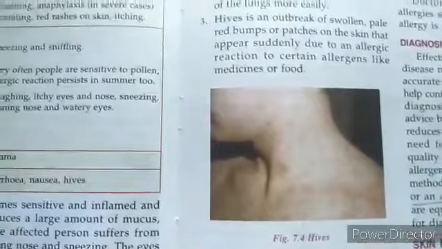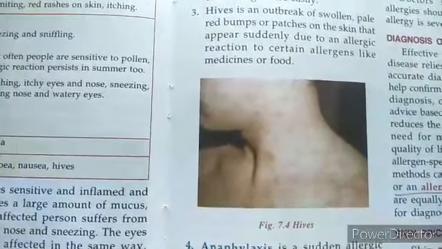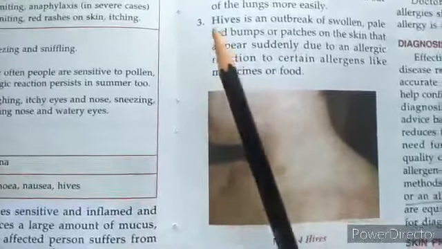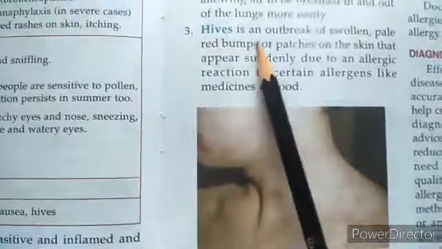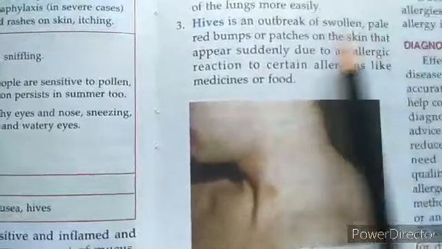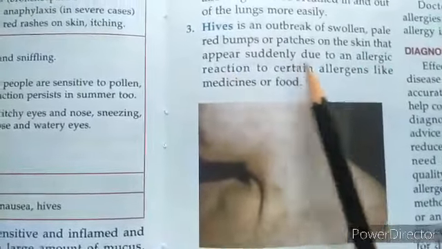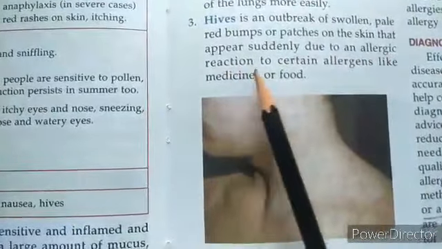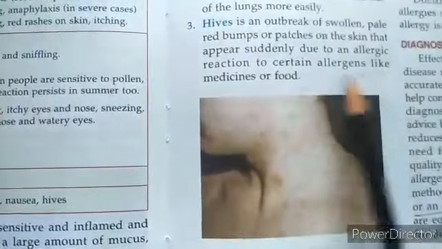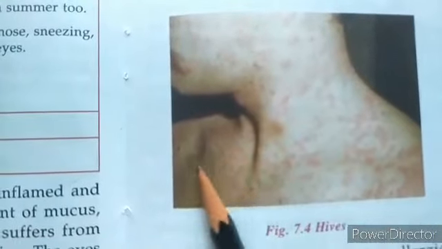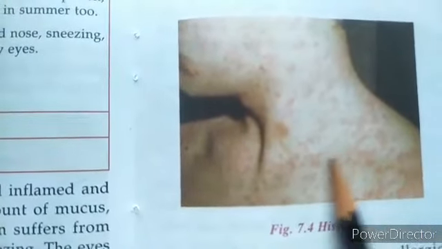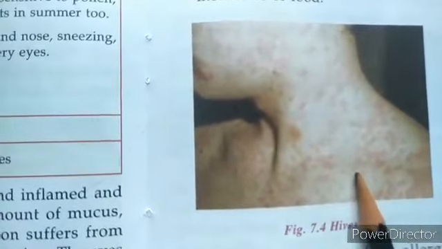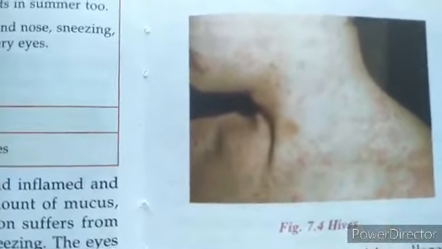Welcome back, friends. I am sure you must have enjoyed the video on asthma and hives that we studied. The text in our book mentions, hives is an outbreak of swollen pale red bumps or patches on the skin that appear suddenly due to an allergic reaction to certain allergens like medicine or food. And we can see here how the skin has these red patches and how the allergic reaction is visible here. And I'm sure the video before must have made it very clear as well.